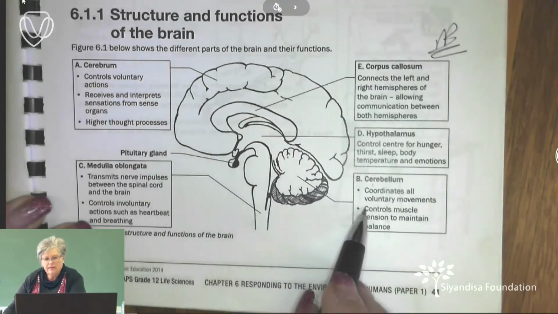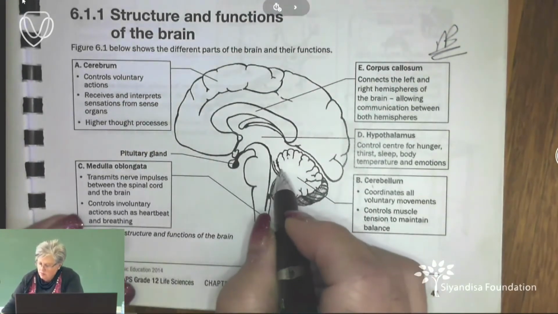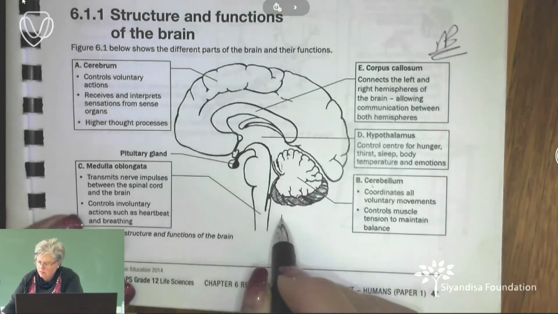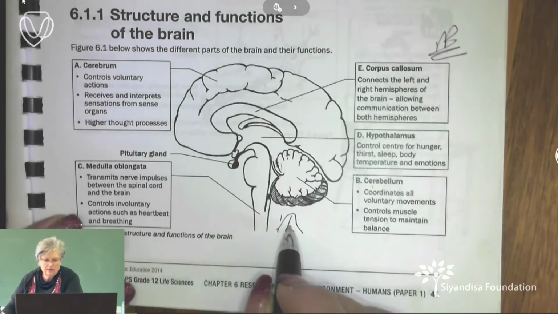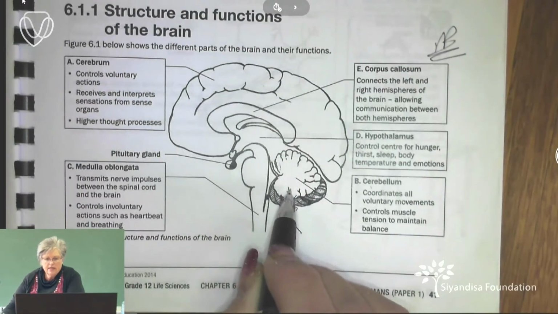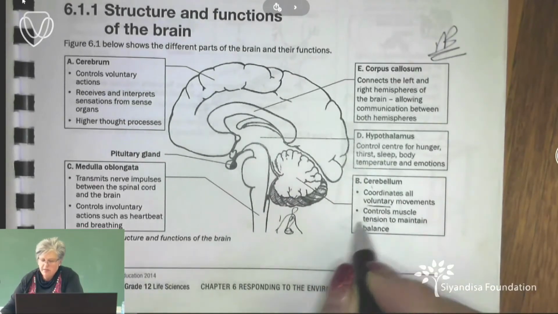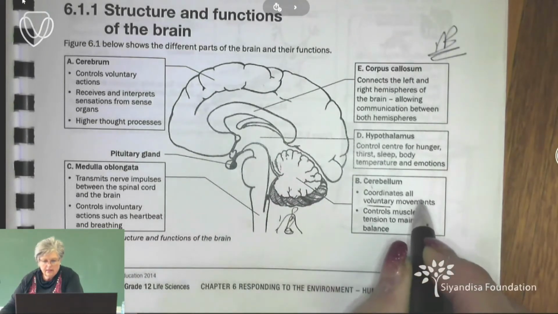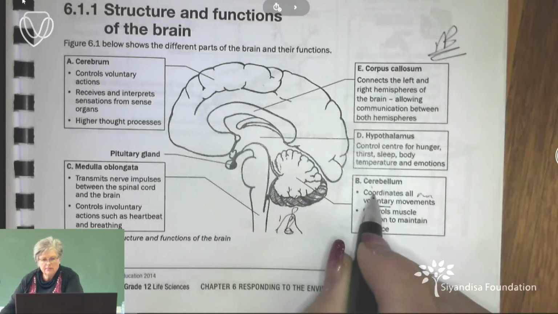But in the cerebellum, how do I remember which one is which? I always say that this one looks like in a bell. In a bell, there's that little thing that hangs there that makes the sound, and that is the cerebellum. It coordinates all voluntary movement. So the moment the bell rings, I run. That is how I link it to remember cerebellum.